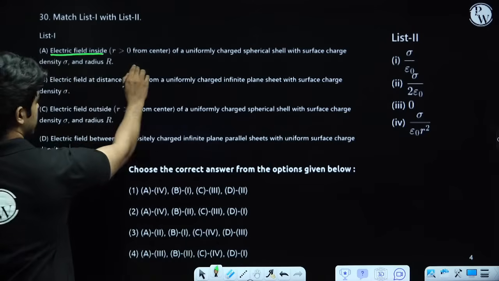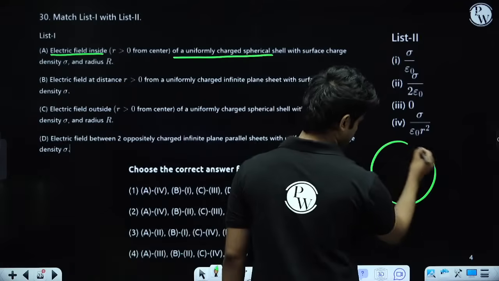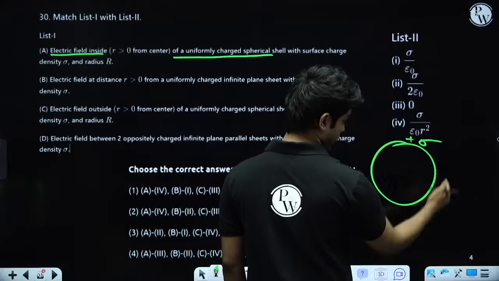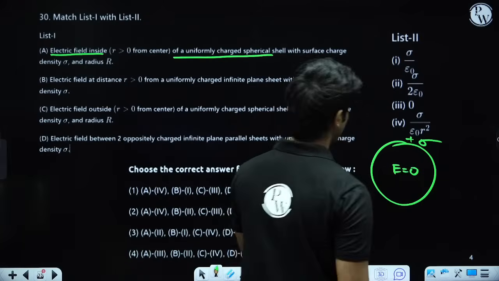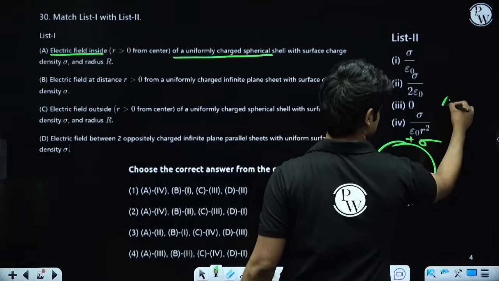So electric field inside a uniformly charged spherical shell. If we have a spherical shell which is uniformly charged, okay, inside the uniformly charged spherical shell, the electric field everywhere is 0. Okay, this is known to us. So A matches up with 3.